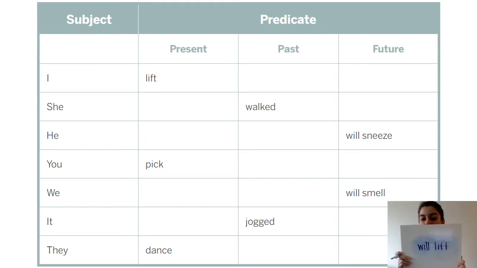I will lift weights tomorrow. Our next subject is she, and they give us the past tense verb walked. She walked to the store. Let's turn that into a present tense verb. She to the store.